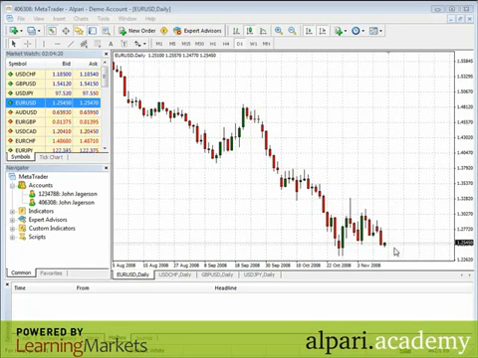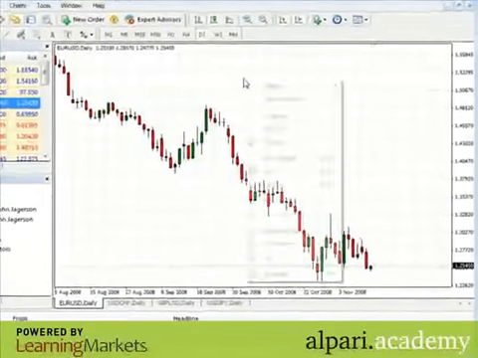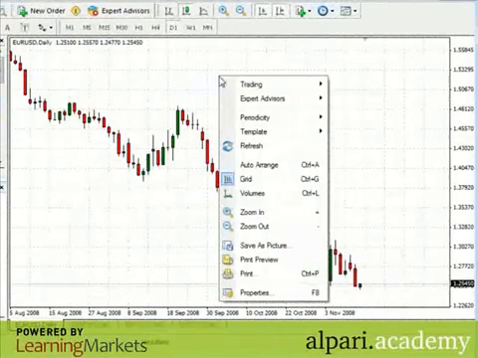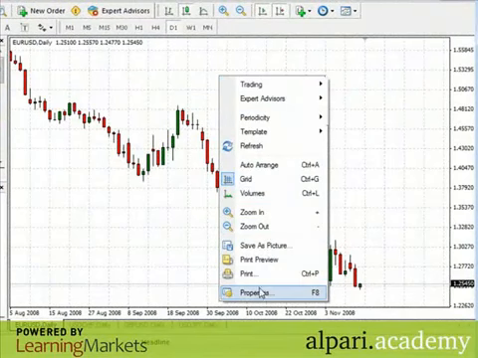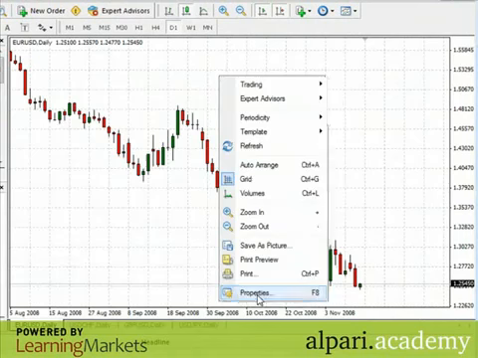Now, what if you want to change that? What if you want to see the ask price? Can you add that to the chart? And you can. It's relatively simple to do. All you have to do is put your cursor right here in the middle of the charting window, right click, and you're going to get a little submenu that opens up. Down at the bottom of that is a link for properties. We're going to select that.